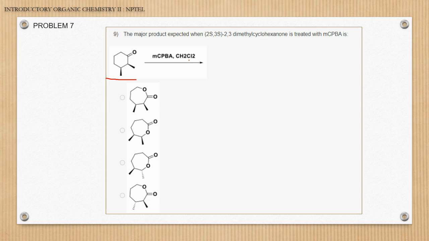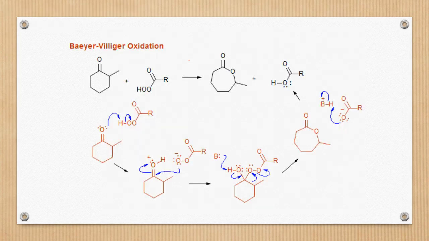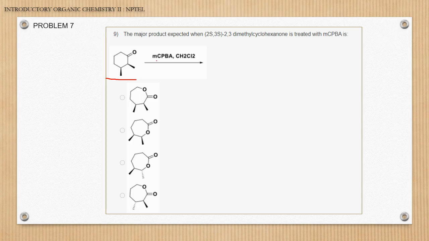Okay, so brush up your things. To brush up your things, I'm just giving you the mechanism. So this is known as Baeyer-Villiger oxidation. See, I have told you whenever you have this MCPBA, it can act as delivering oxygen at the adjacent carbon of the carbonyl group, or it can give you the epoxide ring formation. But here there is no double bond, no alkene which is competing with the Baeyer-Villiger oxidation. So there are two possibilities: either the Baeyer-Villiger oxidation takes place or the epoxide ring formation will take place.